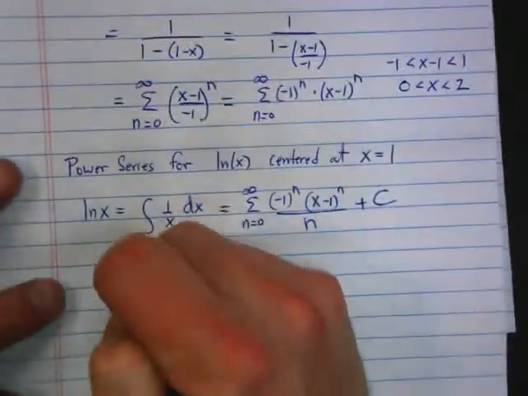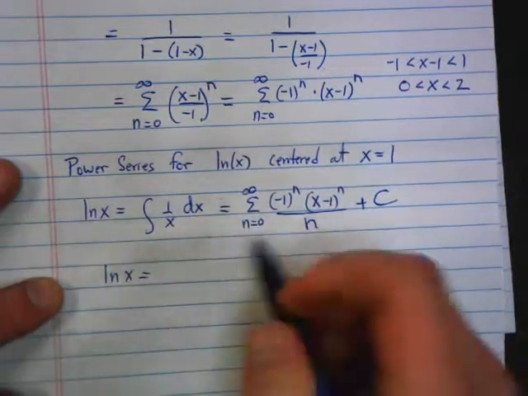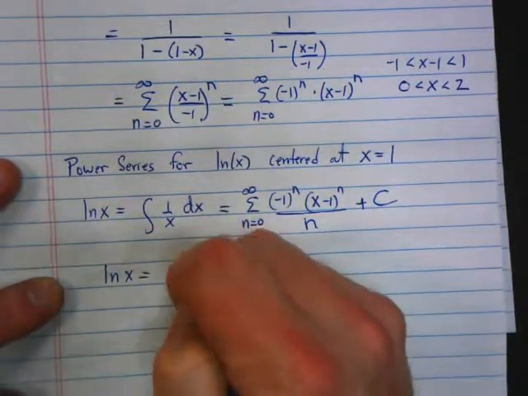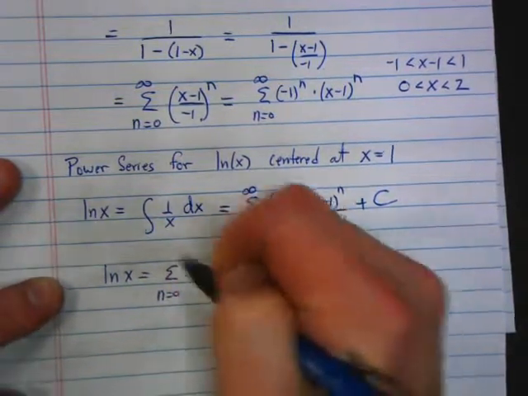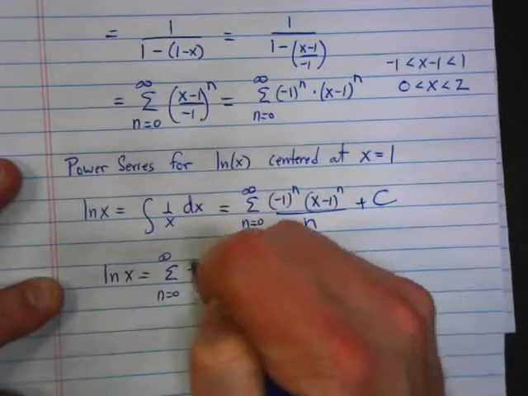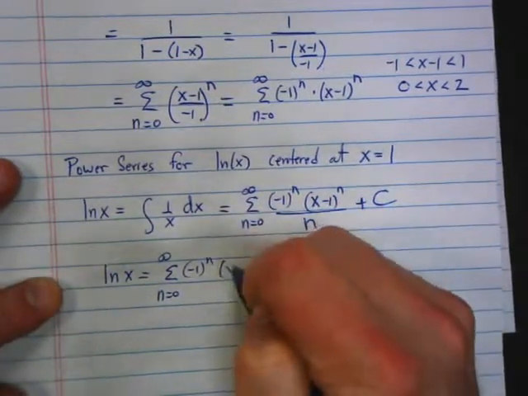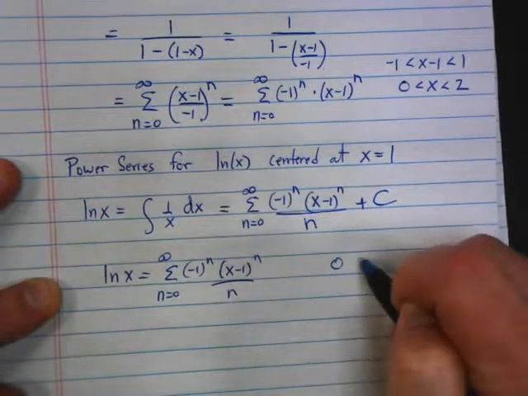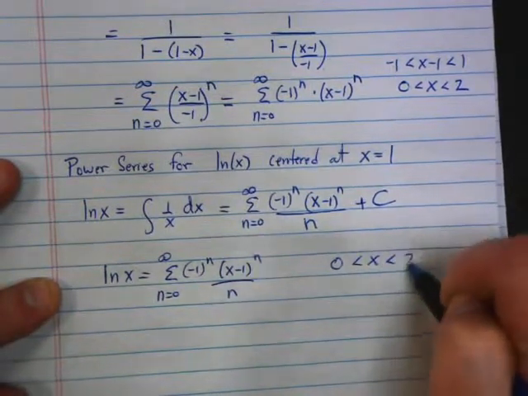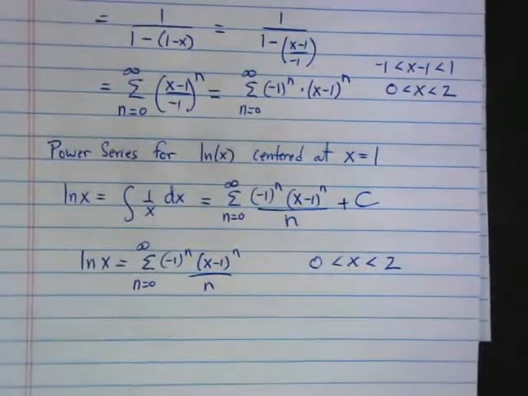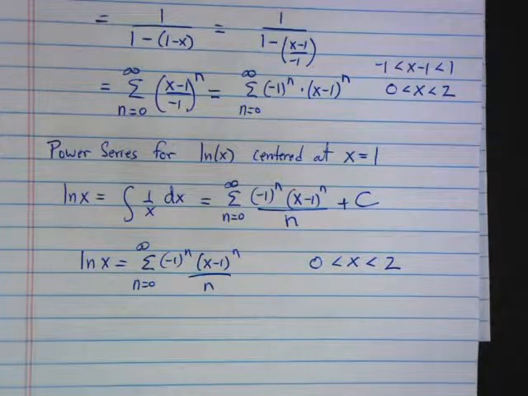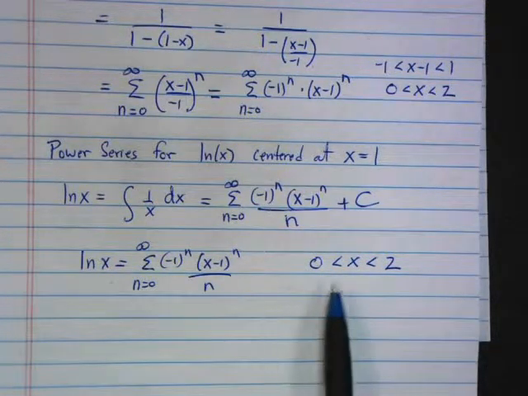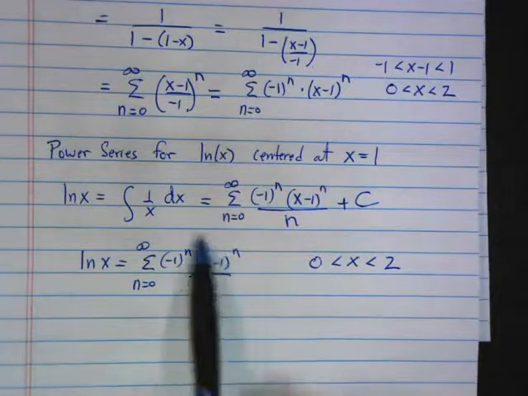All right, so ln x is the series, the sum from n equals 0 to infinity of negative 1 to the n times x minus 1 to the n over n. And we know, we're guaranteed, that it will converge between 0 and 2.